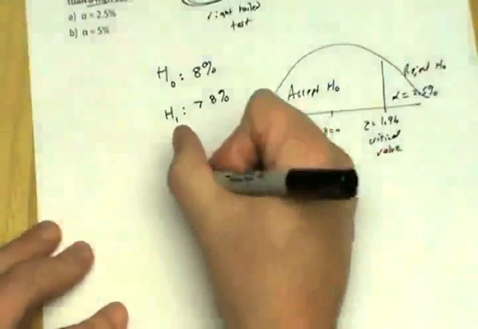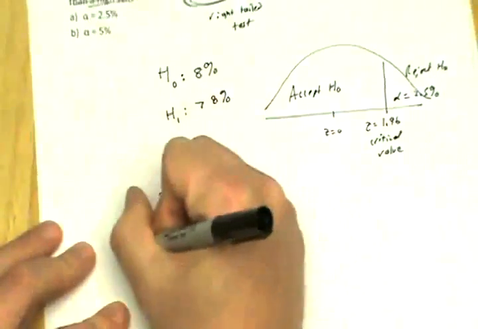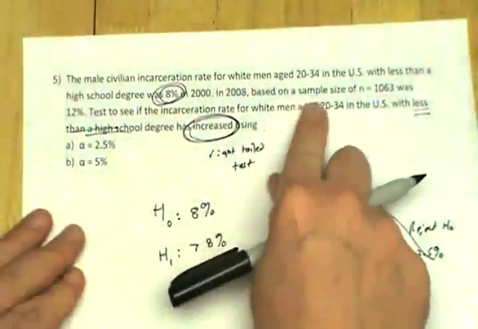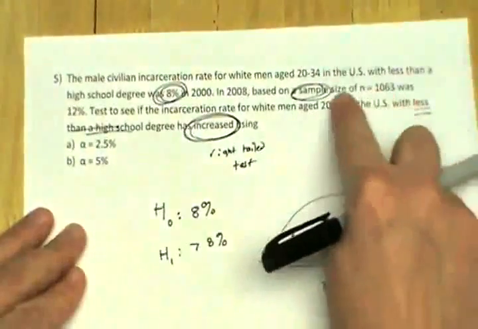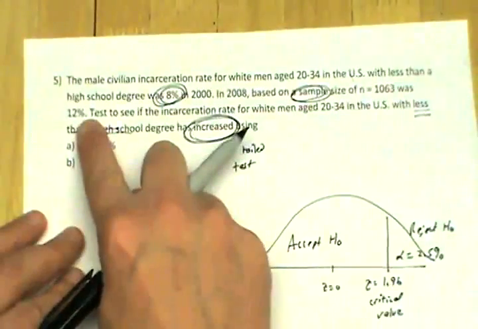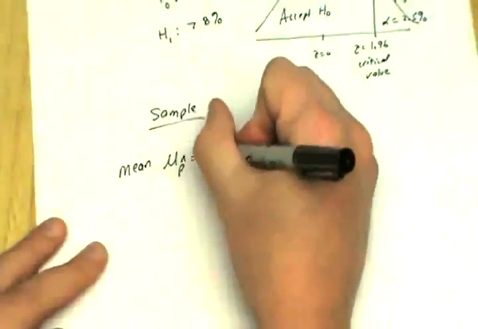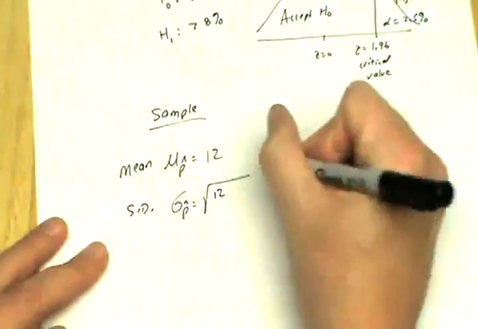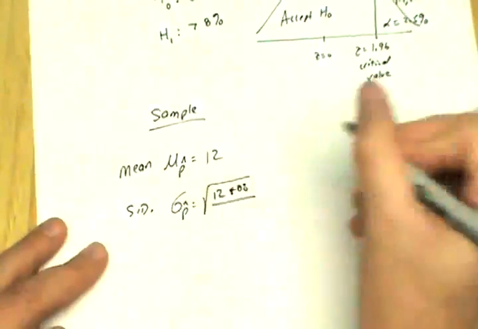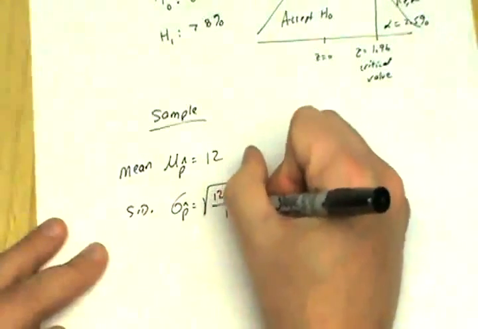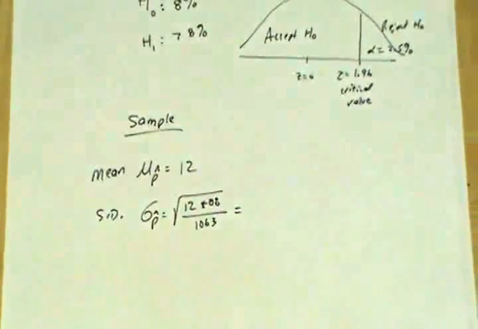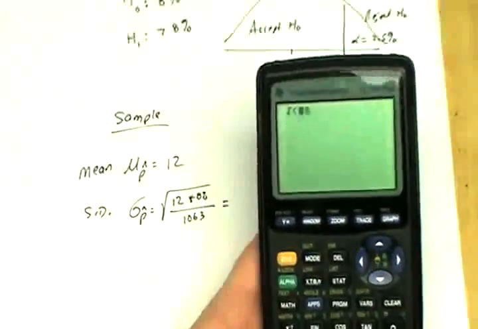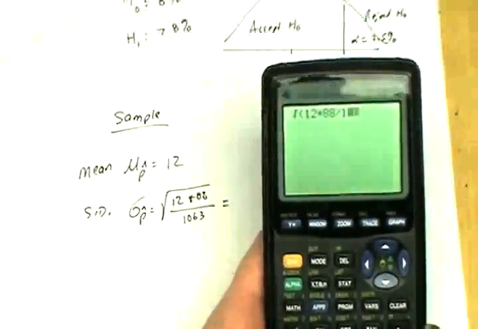Okay, for our sample mean, it's a percentage question, so I'm using p-hat. Based on a sample, they got back 12%. So that's our sample mean. The standard deviation is the square root of p, 12, times q, 88, divided by the sample size, which was 1,063. Square root of 12 times 88 divided by 1,063.